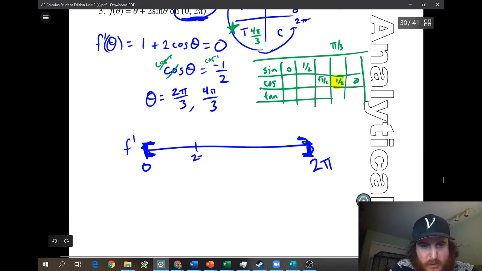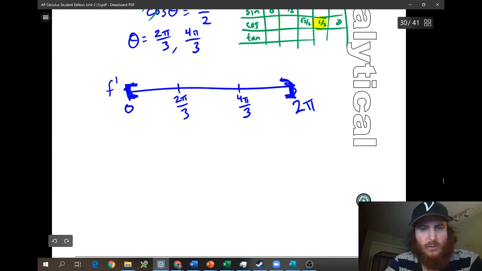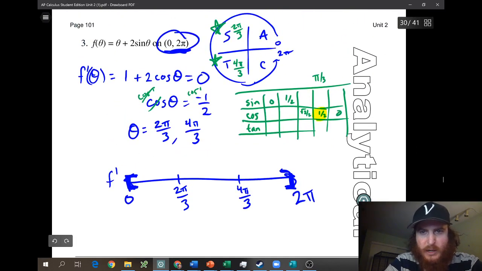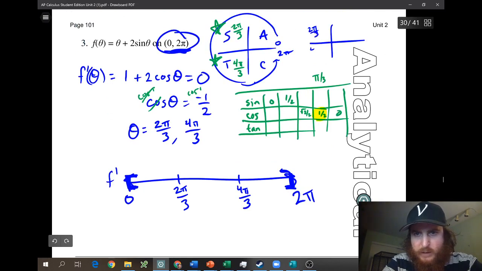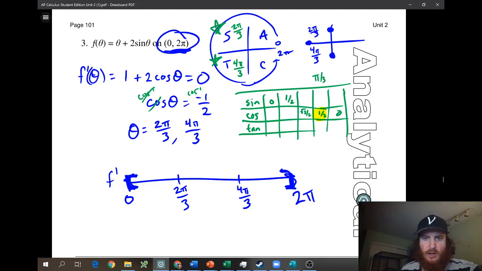So when we do 2 pi over 3 and 4 pi over 3, we cannot plug in anything bigger than 4 pi over 3 here. We have to plug in something in between 4 pi over 3 and 2 pi. Okay, so when I plug in, I like to go back up here and use my All Students Take Calculus. 2 pi over 3 was somewhere in this quadrant, and 4 pi over 3 was in this quadrant. And when it's possible, I like to plug in my endpoints. When we plug in our endpoints, to me it's a little bit easier because they're all either 1 or 0 for sine and cosine. So if we can, that's what I do.